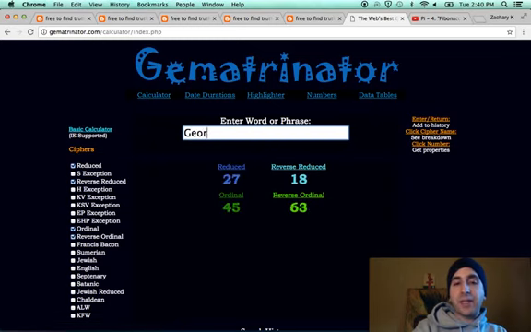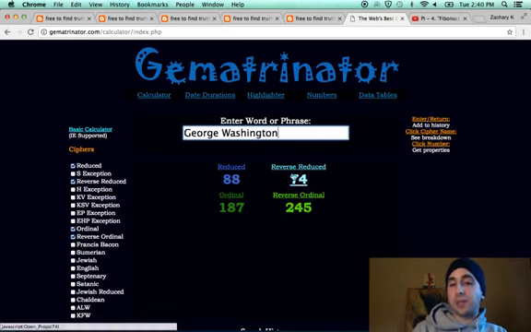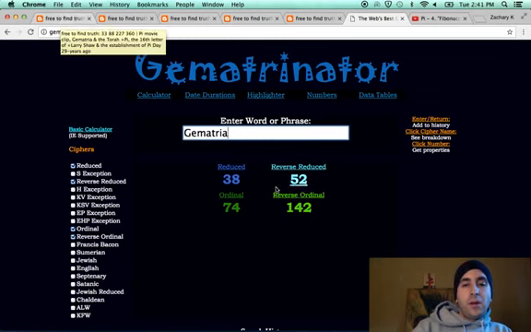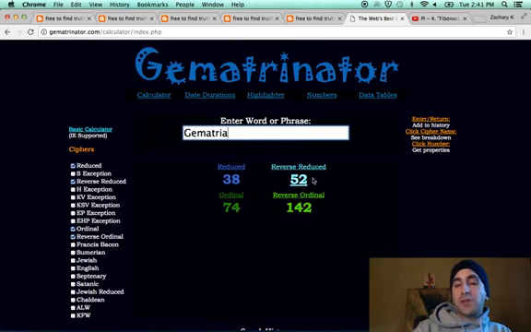The first recognized president, George Washington, has gematria of 74. Like Masonic, 74. Like Jewish, like holiday, like Independence Day, which is 74. Again, English 74, gematria 74. You see how gematria also has gematria of 142? If you write out 42, it sums to 142.